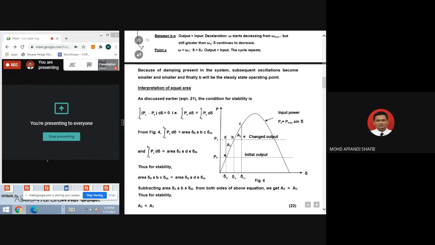from equation 21, the condition for stability. So the integral from sigma O to sigma M of PE d sigma, from this equation, sigma O to sigma M, PS minus PE.